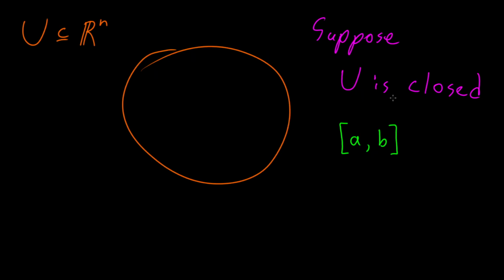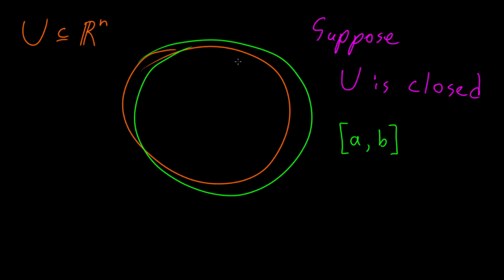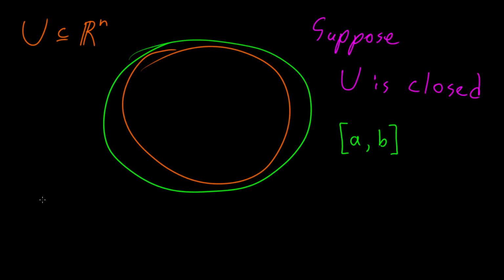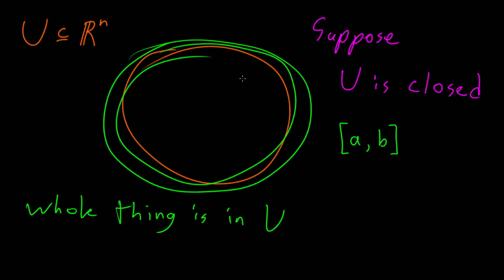So there's the air of the balloon, and there's the rubber of the balloon. And so, when we say U is closed, that means U includes the rubber of the balloon. So that means that the whole thing is in U. The whole thing is in U. So the rubber and the inside, all of it is contained within U.